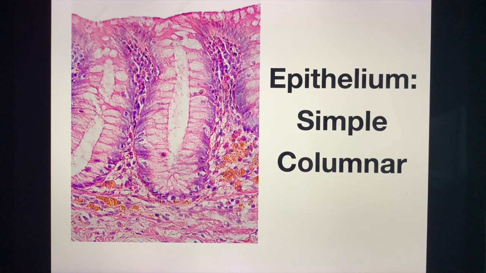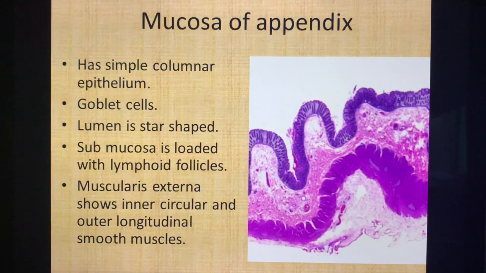So the epithelium of the appendix is simple columnar epithelium. This is the simple columnar epithelium here, okay, in the appendix. And let's go into detail about the mucosa of the appendix. So as mentioned earlier, the appendix has simple columnar epithelium. It has prominent goblet cells.